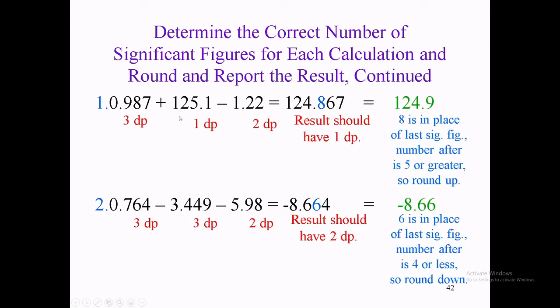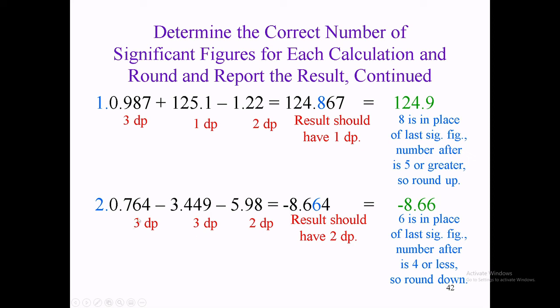So if we look at the results for this one, we start off over here. This has 1 decimal place. This is our limiting guy, right? We got 3 and 2 here. We're going to be limited by 1 decimal place. We go to that first decimal place. We look to its immediate neighbor to the right. We say that's a 6. I'm rounding up. I get 124.9.